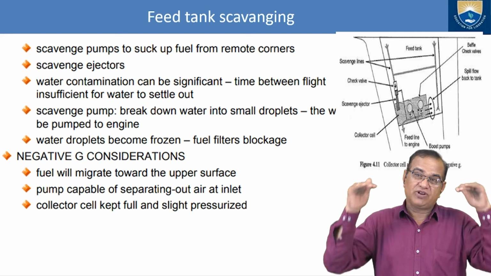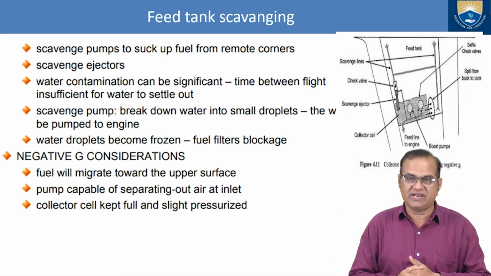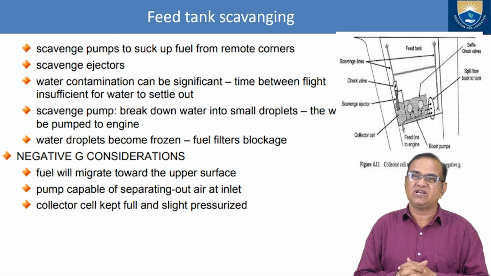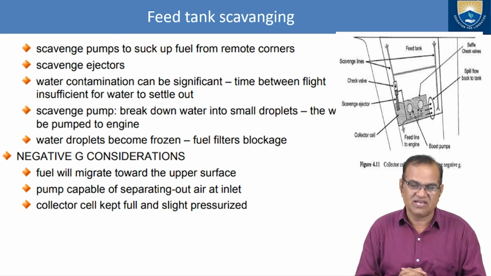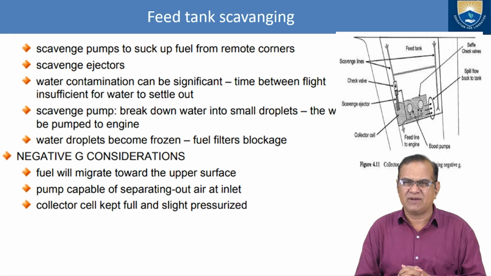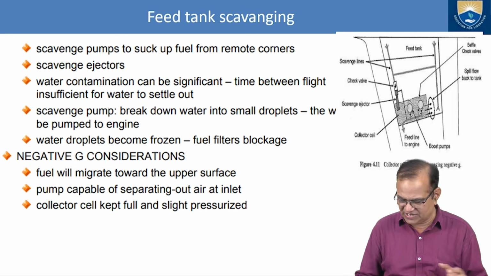If there is negative G, when your aircraft is falling down, the fuel will migrate towards the upper surface. Pump capable of separating out air to inlet. Collector cell kept full and slightly pressurized.